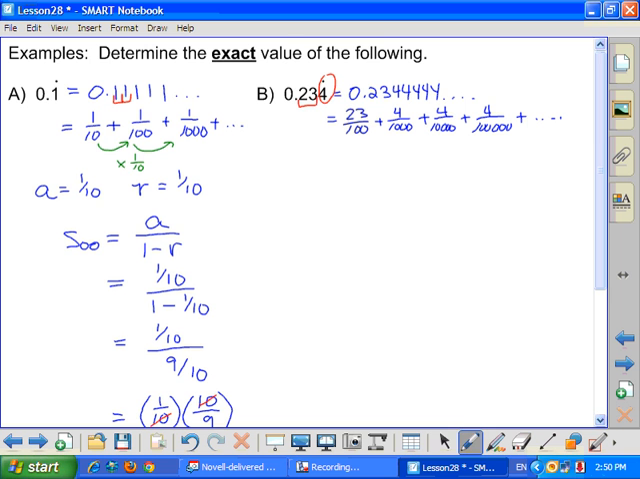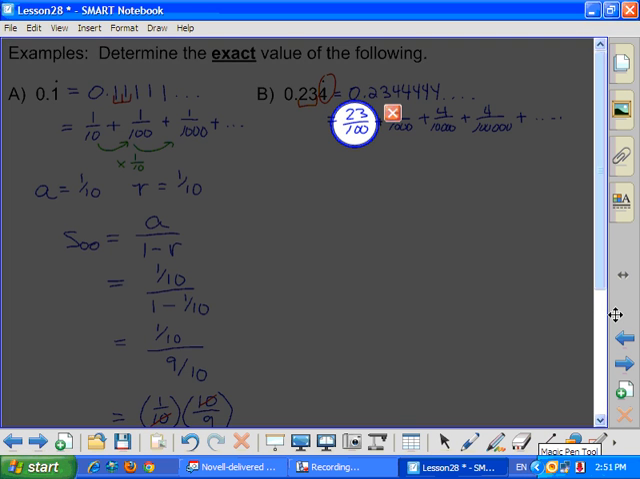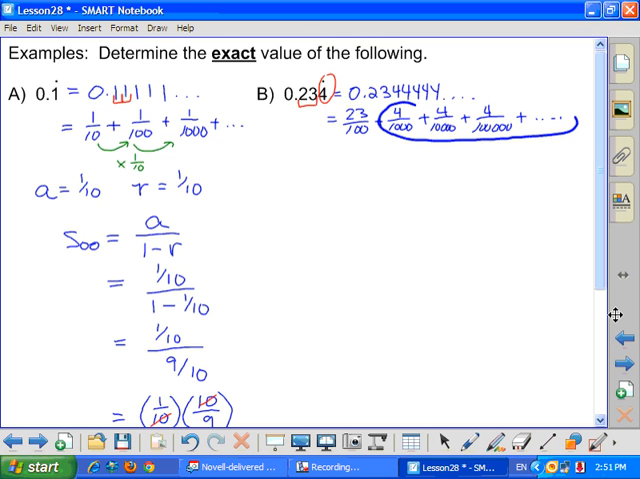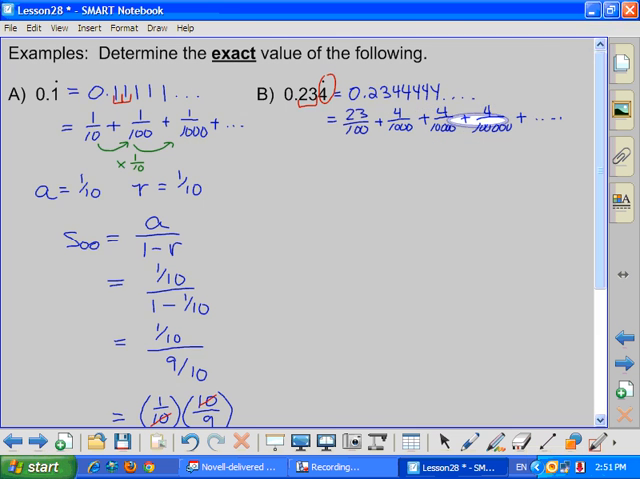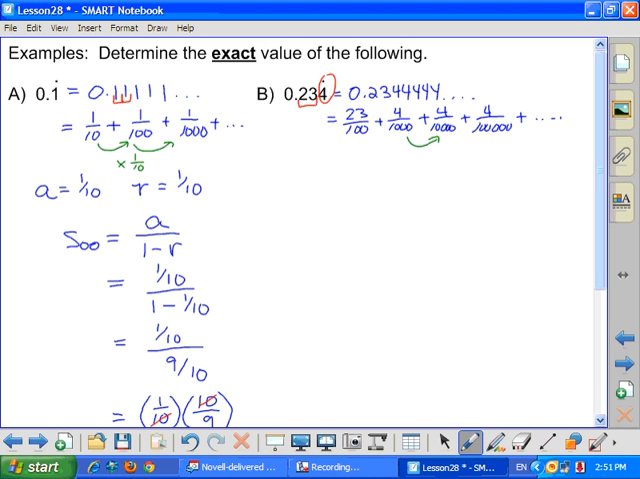And this is where a lot of people mess up. This 23 over 100 is not your A value. It is not part of the series. The series is right here. That's the geometric series. So you've got to be very careful here as to what your A and R values are. So A is actually 4 over 1,000. R is 1/10. So I'm going to find the sum of this right here. I'm going to add up all the 4s repeated.